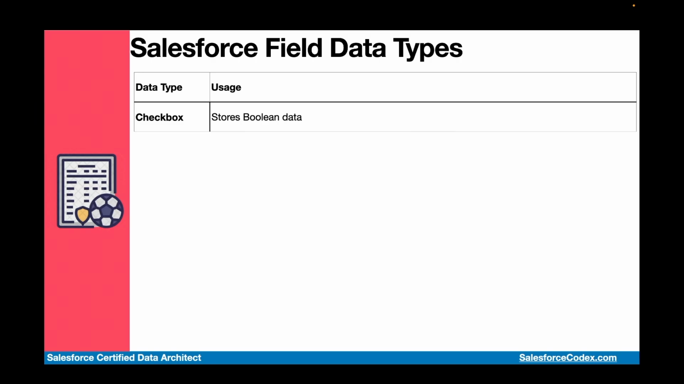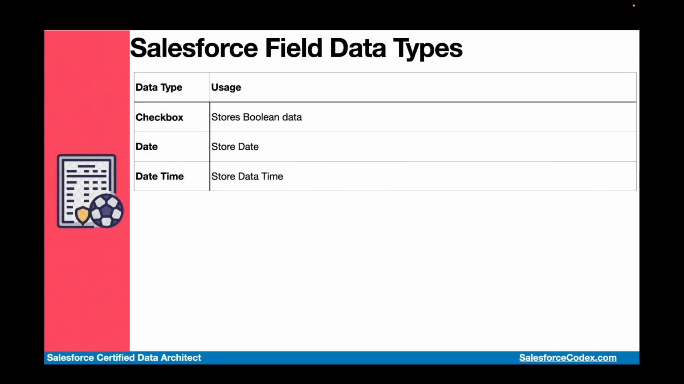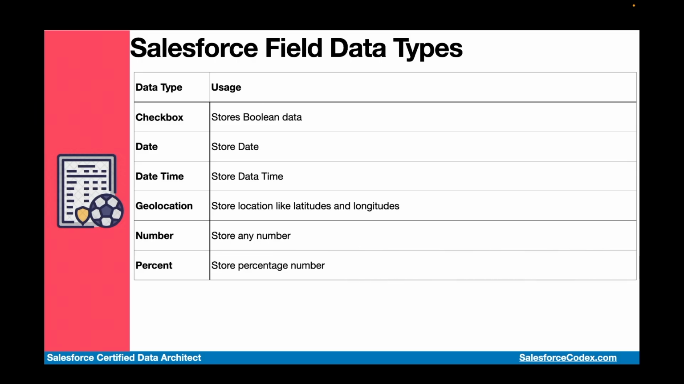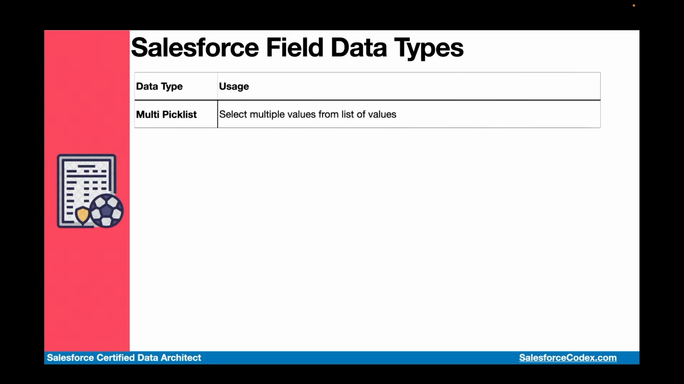Then we have a checkbox, which stores Boolean information, like customer exists or not. So for that kind of information we can use a checkbox field. Then we have date to store date information, date and time to store date and time information, and geolocation to store latitude and longitude information in the field. Then number to store any specific number type information, percent to store percentage numbers, and phone to store phone numbers. So no need to use a text field here. We can use the phone data type itself to store the phone data. Then we have multi-picklist, where you want to store multiple picklist values.